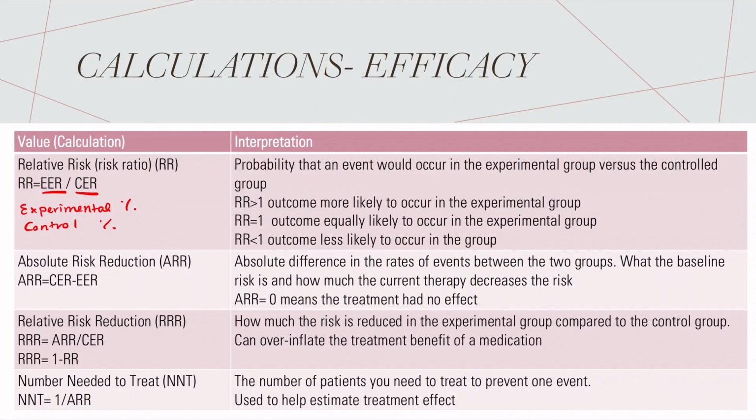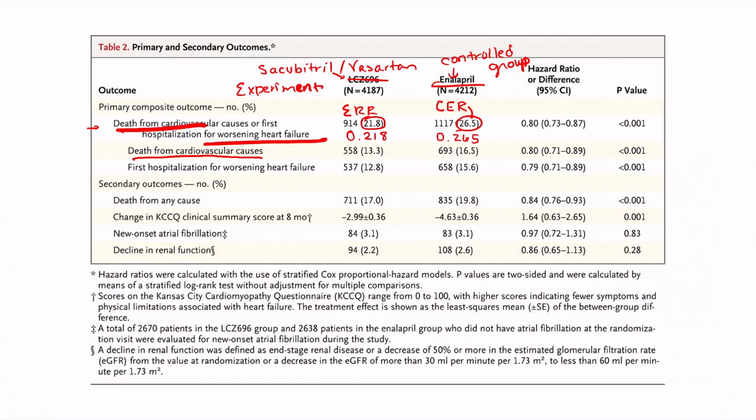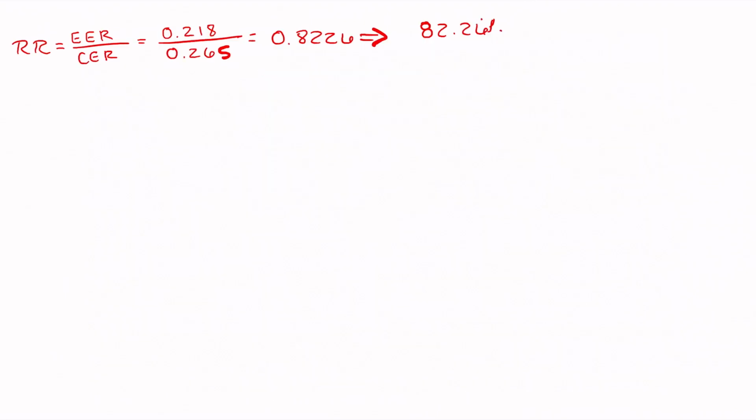Now, absolute risk reduction is the difference in the rates between the two groups. So you're going to take your CER and subtract your EER from it. For trials like this that makes sense, because your CER is higher than your EER. So let's try that one. ARR equals your CER minus your EER.